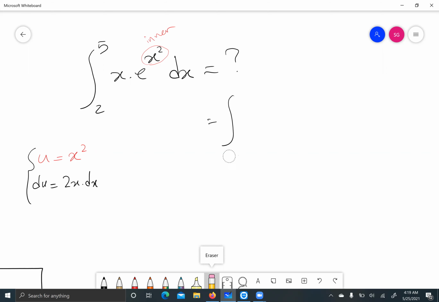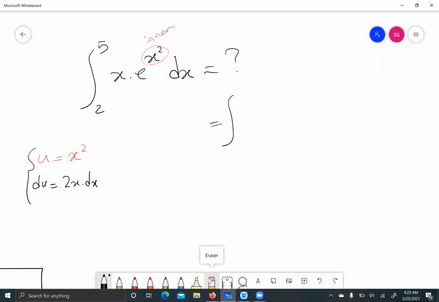And I'm gonna forget about the limit for now. I mean, maybe your textbook does it in other steps, but my way is that I think about it as an integral without limits, and at the end I will substitute the limit. So look, the first step is I'm gonna rewrite everything in terms of u.